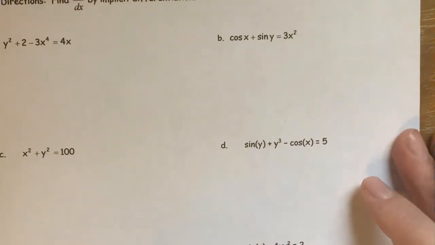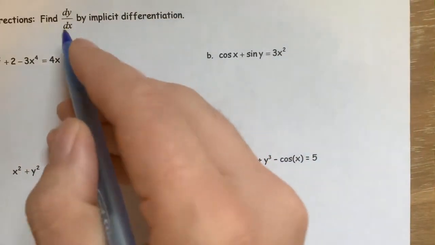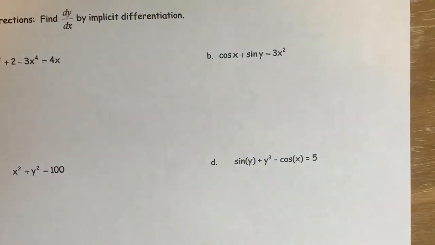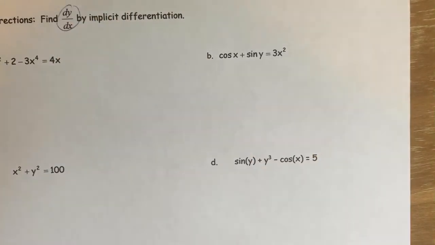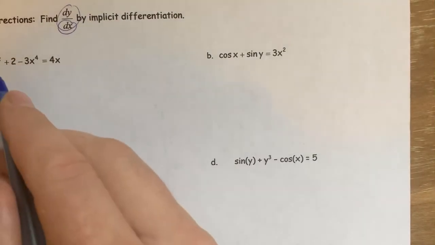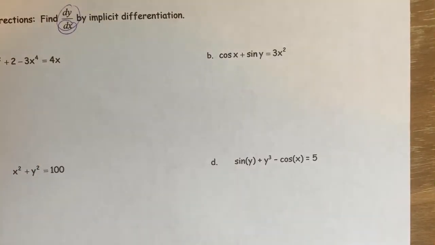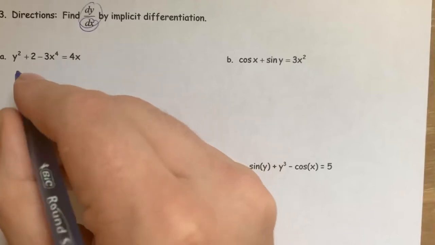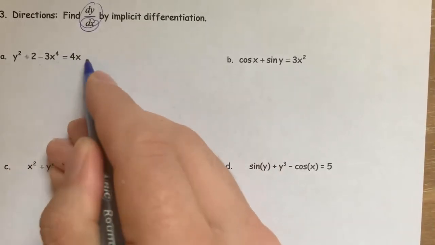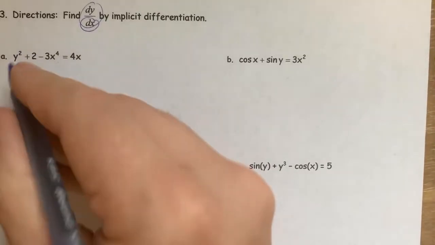So let's practice this one. Find dy/dx by implicit differentiation. So we want to find the derivative of y with respect to x, and go ahead and try this on your own. I'm going to let you try all of these on your own, and if you need help, I'll come in to help you. So here it's not easy to solve for y, so we just don't, because of this y squared.